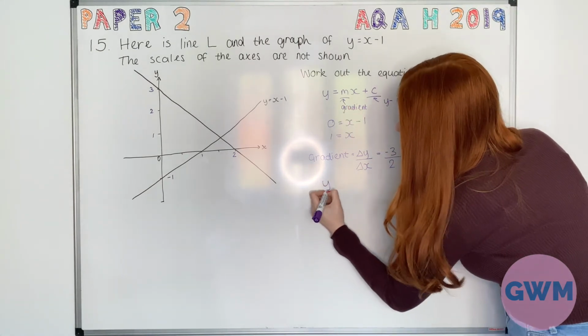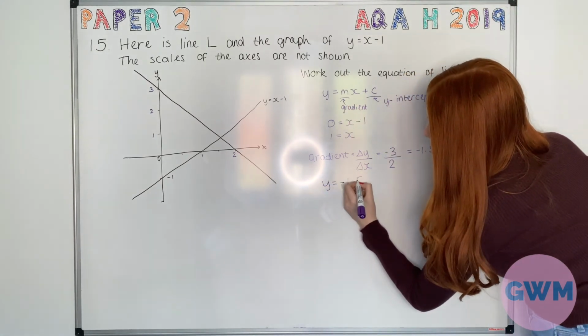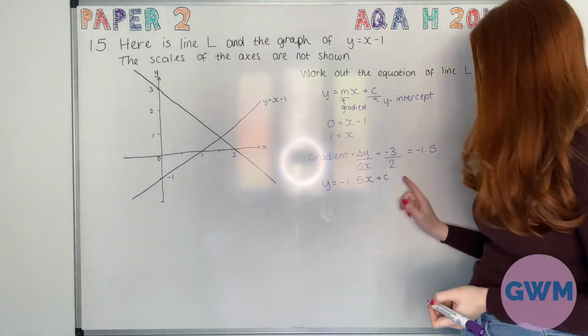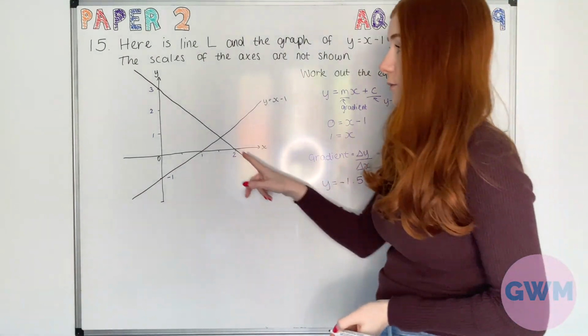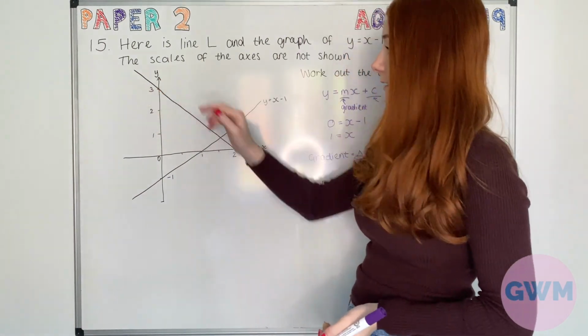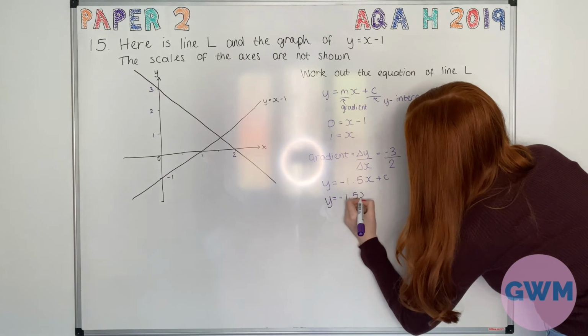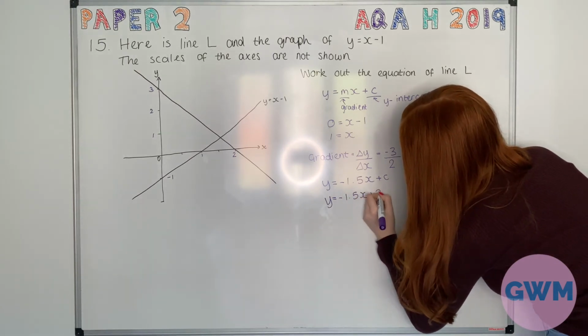So let's look now. The information we have for our line is this, and then all we need to see is the y-intercept, and we know that now we've put our scales on, it is 3. So y equals minus 1.5x plus 3.